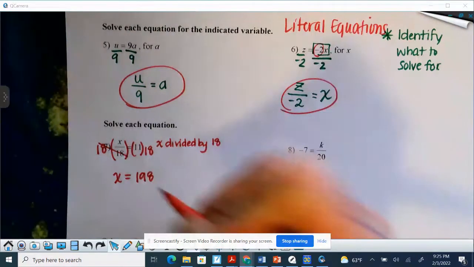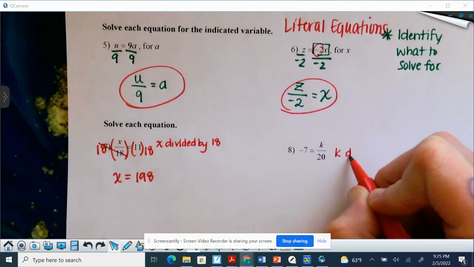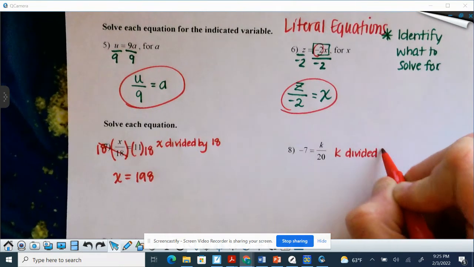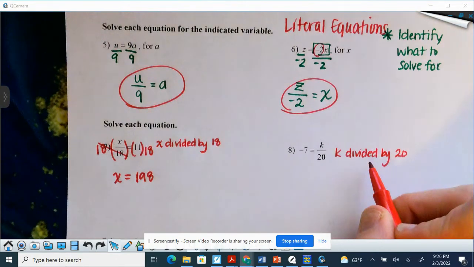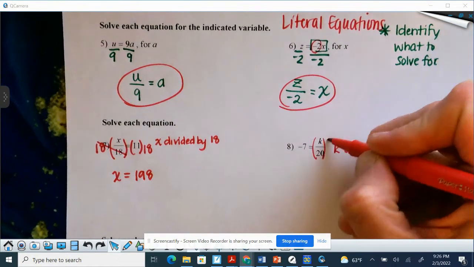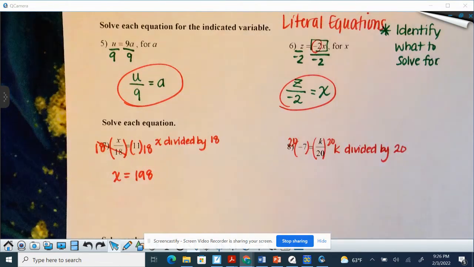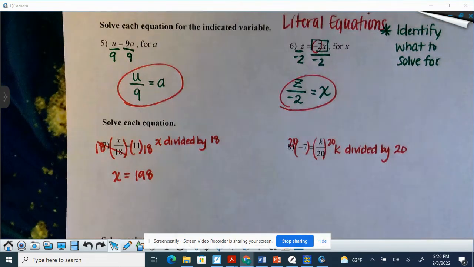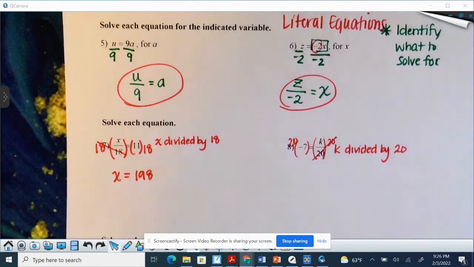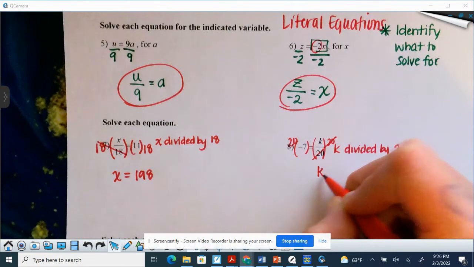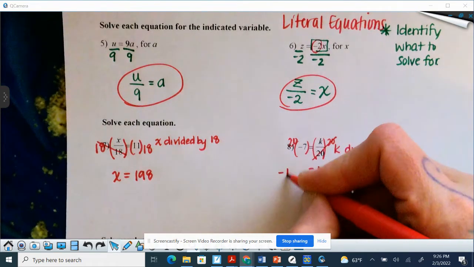And you're done. So again, k divided by 20. The inverse of division is multiplication, so we're going to multiply this side by 20 and this side by 20. If you notice, the variables are on opposite sides, but it doesn't matter. Just stick to the rules you know. Division, the inverse is multiplication. So those 20s cross each other out, and I end up with k equals 20 times negative 7, which is going to be negative 140.